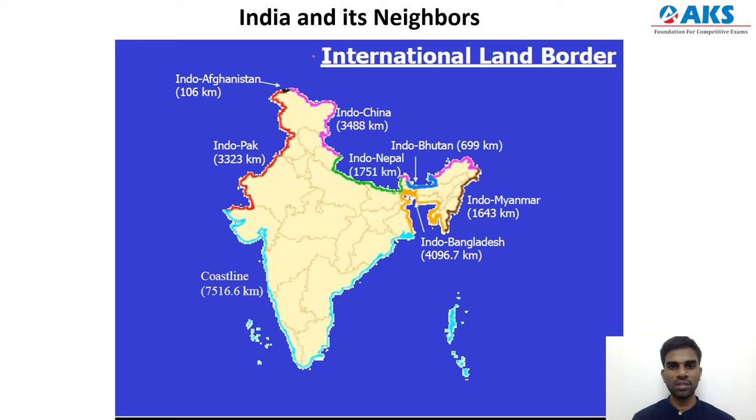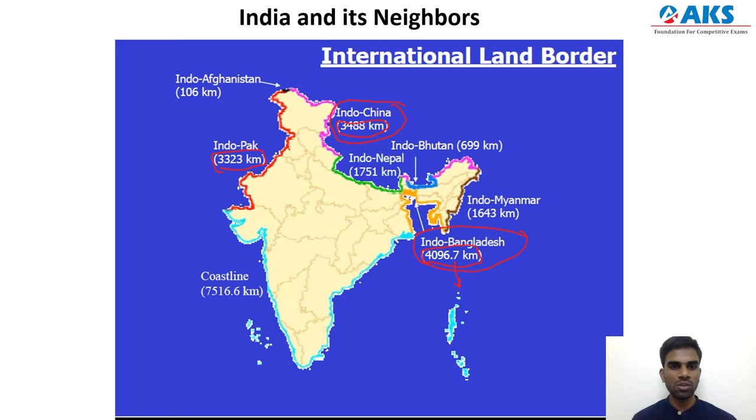Now let us look at the length of the boundaries that different countries share. If you see this map, which is taken from the official website of the Ministry of Home Affairs, let us look at the length of the land boundaries that different countries share with India. So Bangladesh shares nearly 4,000 kilometers of land boundary with India. This is the highest. Next, China shares nearly 3,500 kilometers of boundary with India. And then Pakistan, we have 3,323 kilometers.